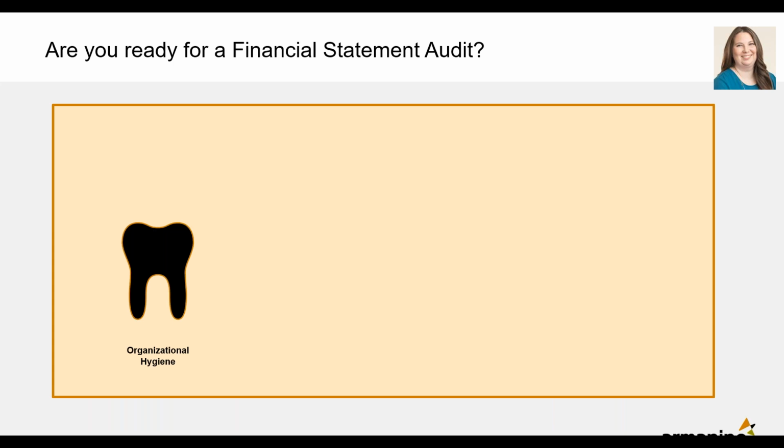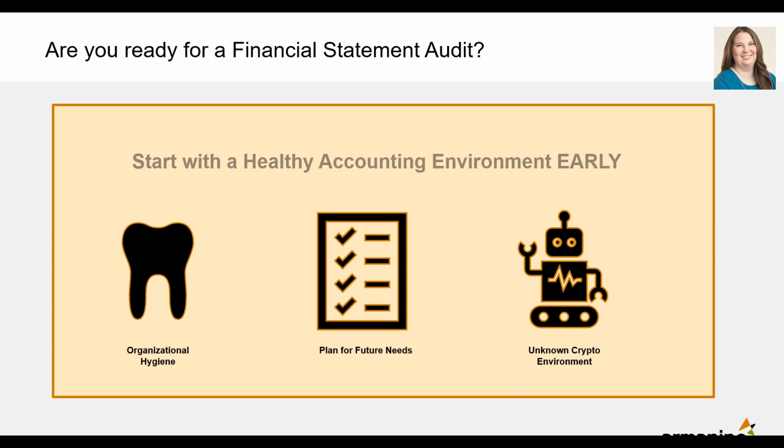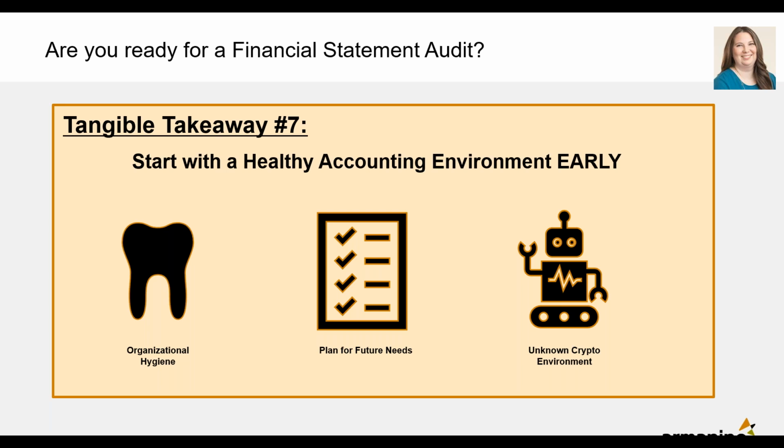So this brings us to our tangible takeaway number 7, which is to start with a healthy accounting environment as early as possible. So to what Jeremy was talking about, looking at that organizational hygiene, what are the processes, procedures, and systems that you have in place so that you can close the books timely, and that it's neat, organized, and well documented.